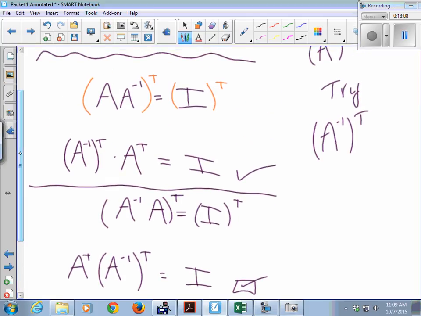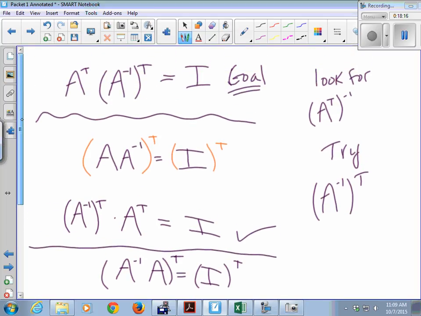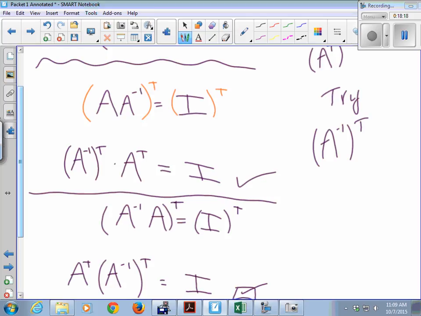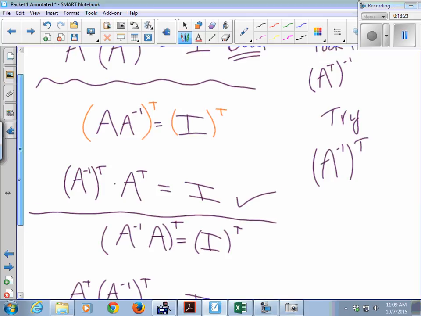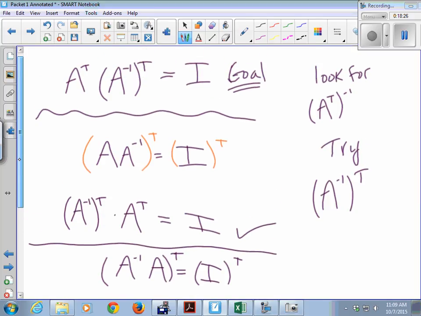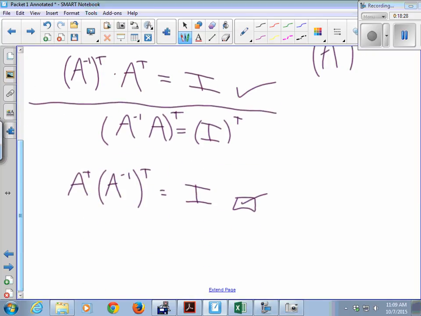So we found a candidate with some trial and error, of what might work as an inverse, and then we just showed that it actually is the inverse. Because this is the definition of an inverse, right? Something that you multiply A transpose by to get the identity is its inverse. So this thing is the inverse of A transpose.